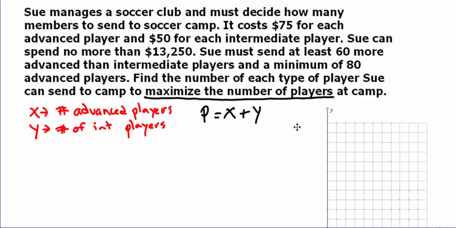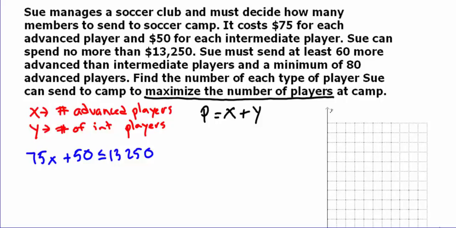But now we need to start looking at the constraints, okay? One constraint, we have a cost restraint, and we know it's $75 for an advanced player and $50 for an intermediate, and we can spend no more than $13,250.